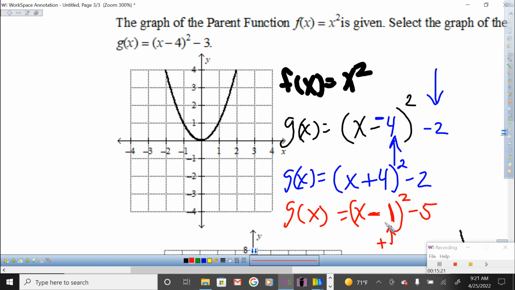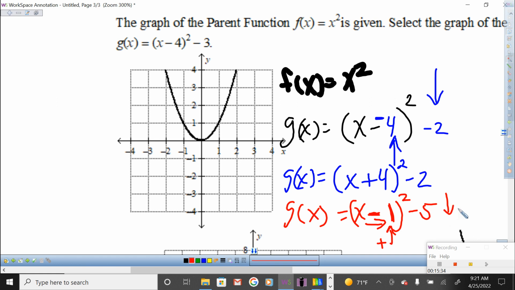This is a positive number. That's why we're going to the right. You're like, but I see a negative, Mr. Q. This is part of the general rule. Remember the general rule? Yeah, it needs to have a negative there. And 5 down. That is correct.